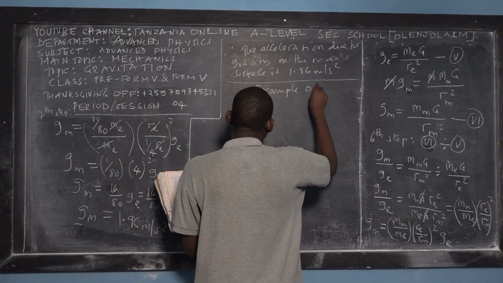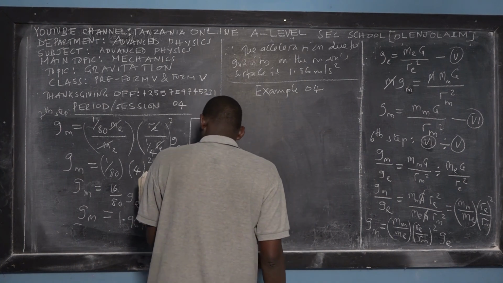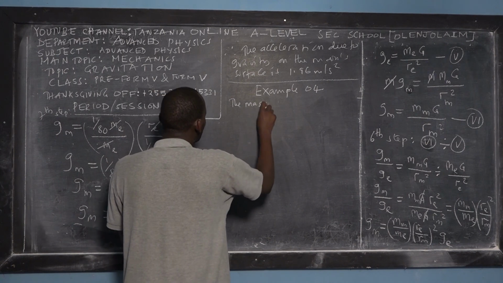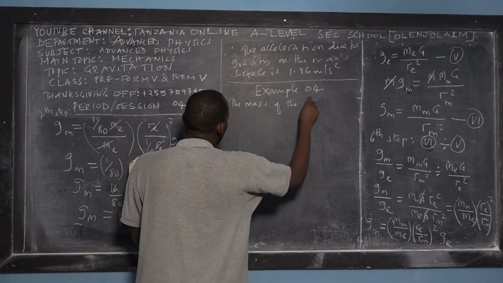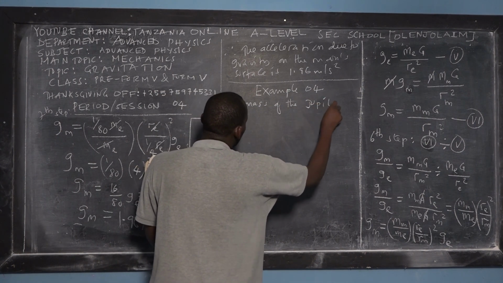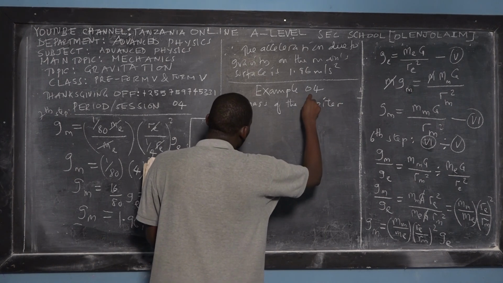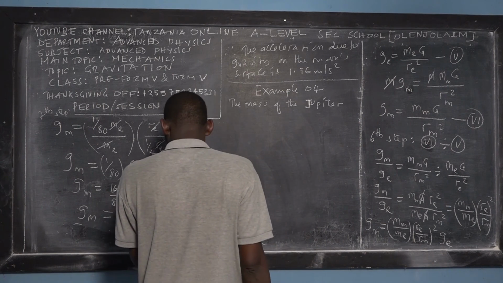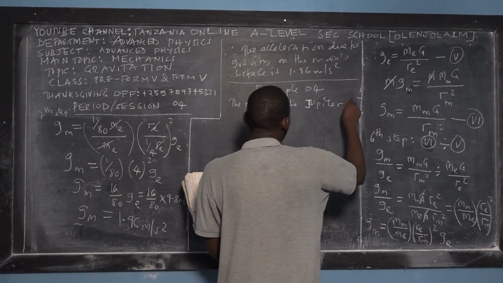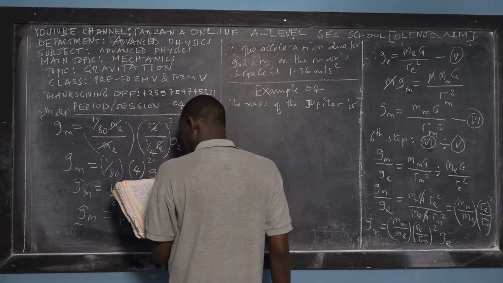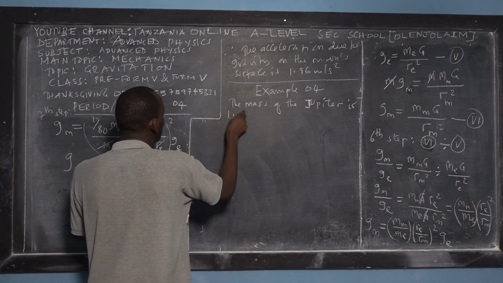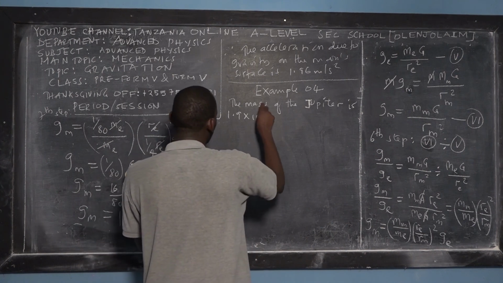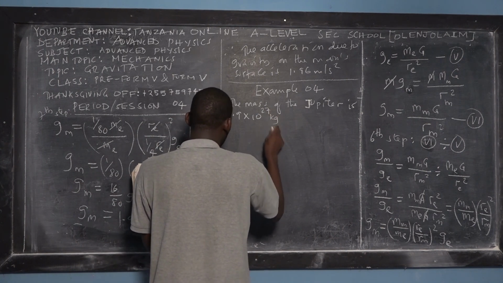This is example 4. The mass of Jupiter, do you remember Jupiter? It's the largest planet. It is 1.9 exponent 27 kilograms.